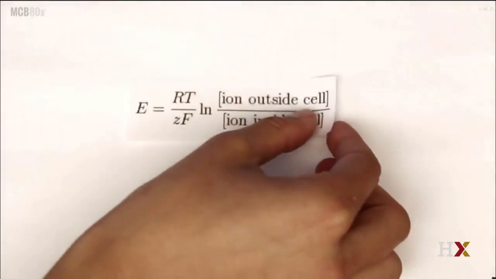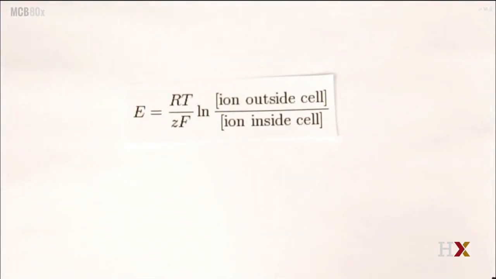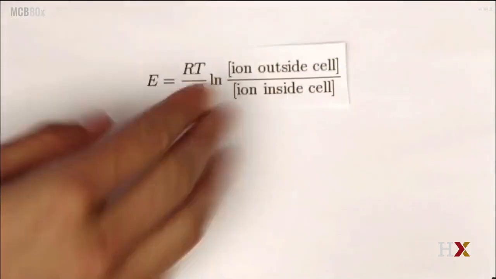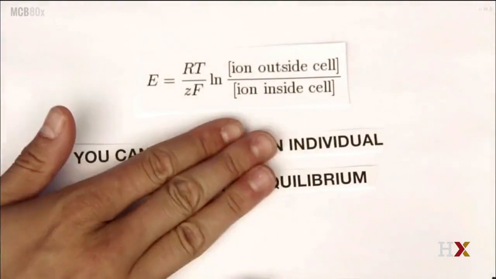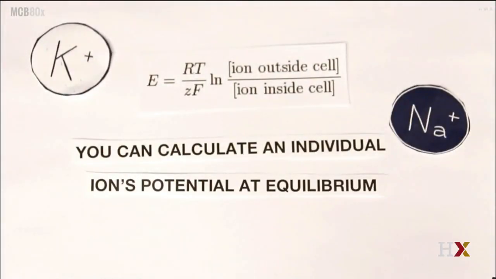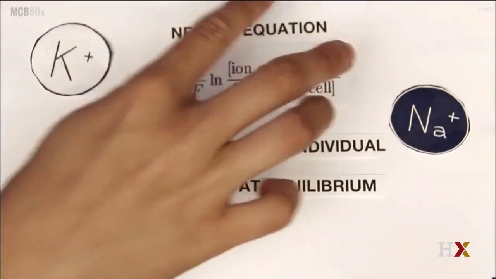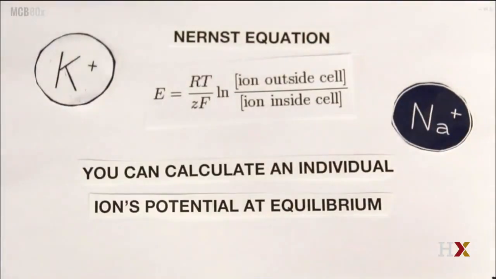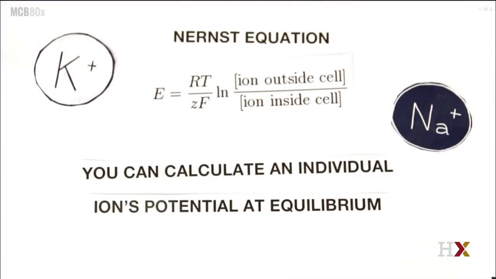If you have a system with just one ion that can pass through the membrane, and if you know the internal and external concentrations of that ion, then you can calculate what the electrical potential would be that would balance out the concentration gradient at equilibrium. We can do this using something called the Nernst equation. This equilibrium potential tells us at what membrane potential electrical forces and diffusion exactly balance each other out.